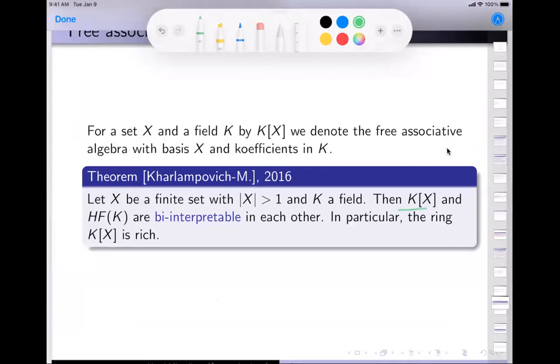It's bi-interpretable with HF of K. The free algebras and varieties are like that.